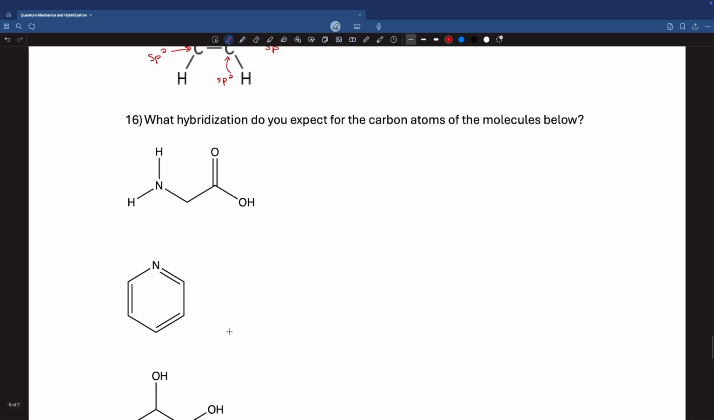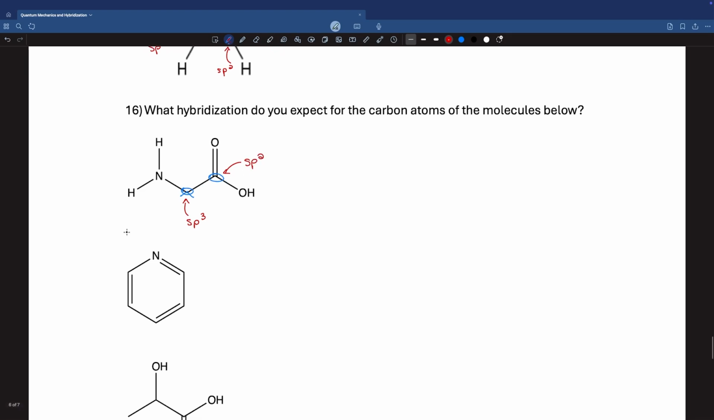The next question is asking us for the hybridization of the carbon atoms of the molecules below. And so a useful thing is to maybe draw out lines to show hydrogens connected to these carbons. The only 2 carbons are this one and this one. And so this carbon has only single bonds, which means it is sp3 hybridized. This carbon has 2 single bonds and 1 double bond, which means it is sp2 hybridized.